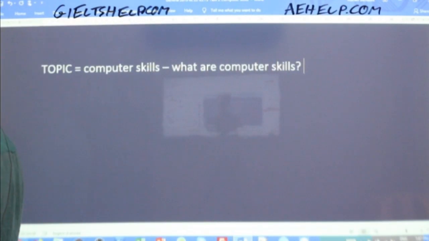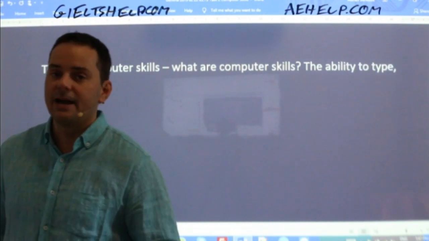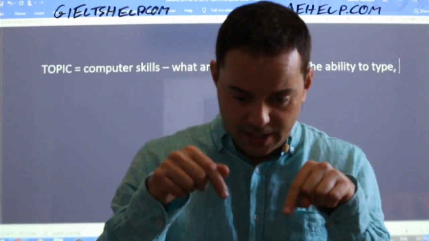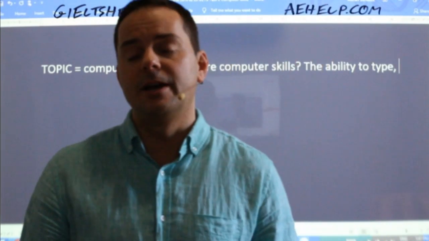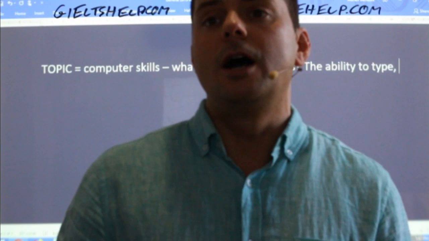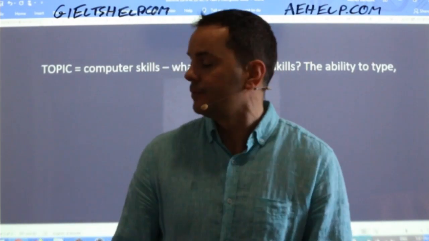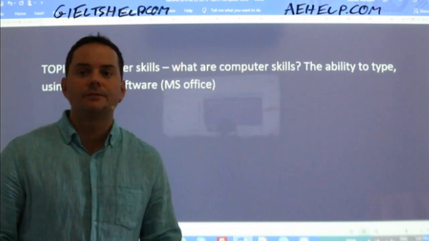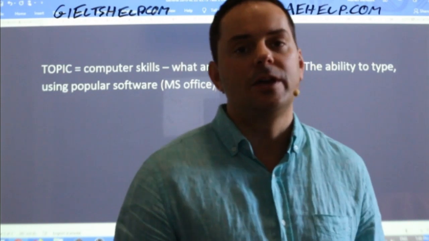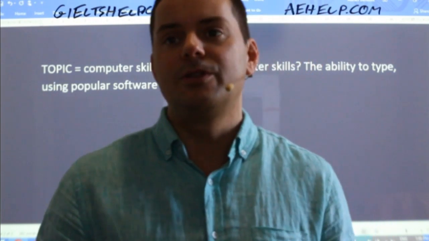So what are computer skills? The ability to type, right? Just imagine if I were touch typing with one finger looking at the screen, it would be very hard for me to talk to you and write at the same time at any normal speed, right? Subodh says Office Word. Okay, sure. So using popular software like MS Office, okay, emails, right? Maybe everybody knows a person who has even troubles with emails.